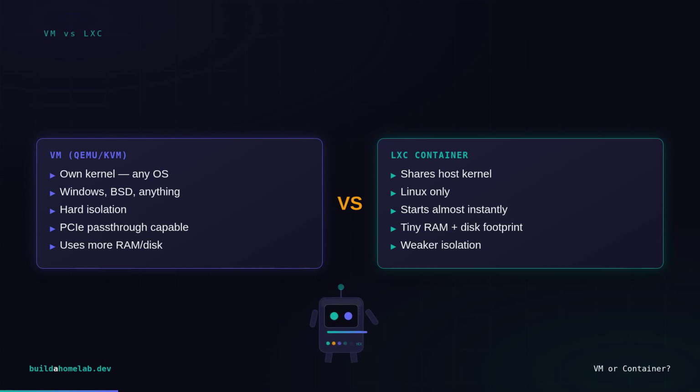A VM is a full virtual machine with its own kernel, runs any OS including Windows, gives hard isolation, but uses more RAM. A container shares the host kernel, starts instantly, sips resources, but only runs Linux. Use a VM when you need a non-Linux OS, kernel modules, PCI pass-through, or strong isolation.